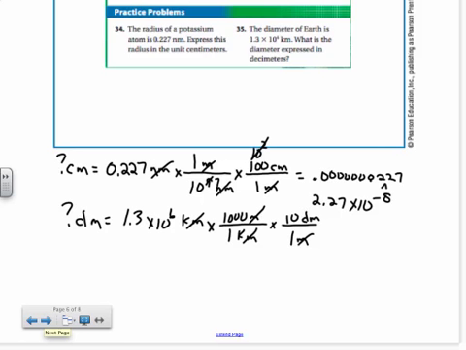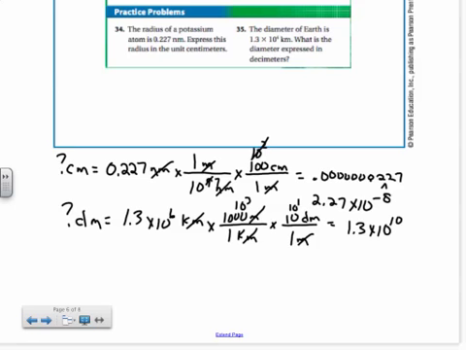So I've got 1.3 times 10 to the 6th. This is a 10 to the 3rd. This is a 10 to the 1st. I can add all those up. So 1.3 times 10 to the 10th. I want to do that, otherwise I get a really big number.